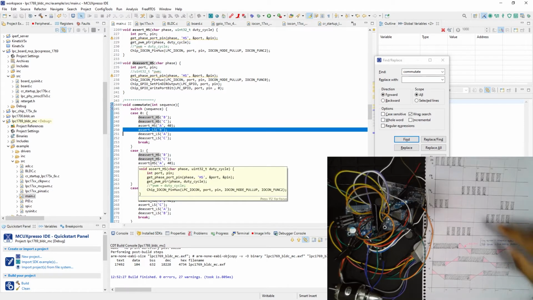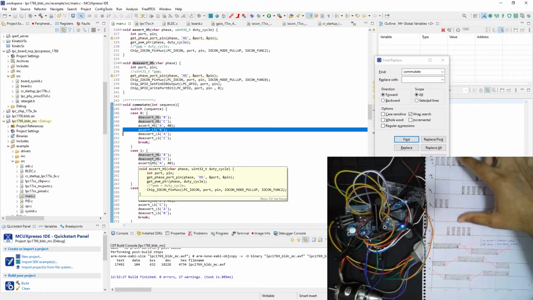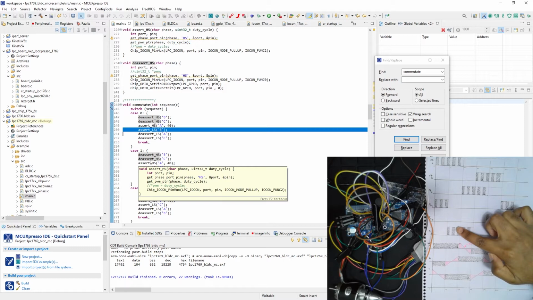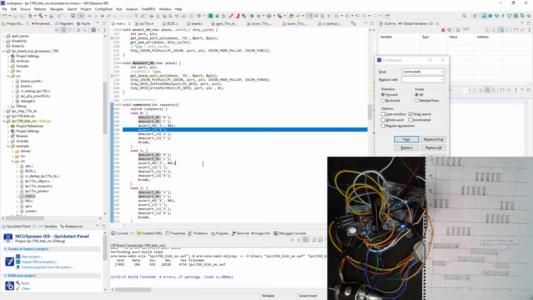Similarly, I've done that for the second commutation, which is at 60 degrees, where we have high side A and high side C. So we have over here high side A and then we have your high side C.